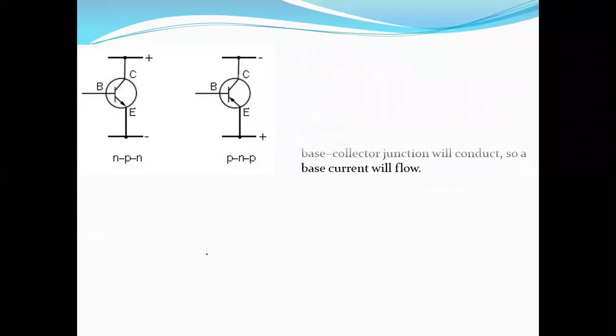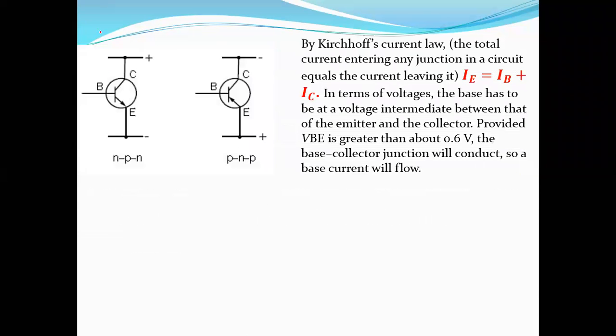So here, let me just show you. This is NPN transistor and this is PNP transistor. Why? Because look at the direction of the arrow. It's from base to emitter, and here it's from emitter to base.